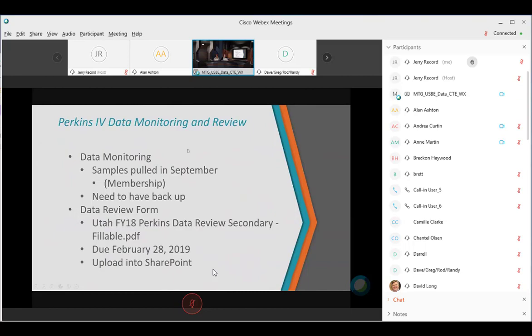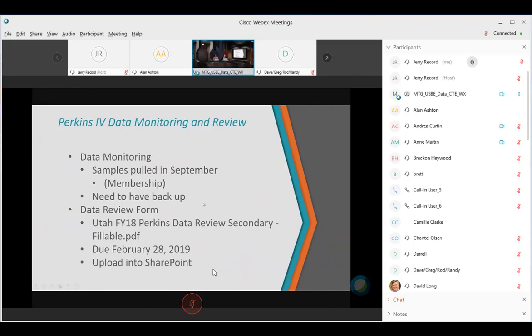Data monitoring and review. So Wendy and several others have been doing these membership audits for the last few years. We'll pull some random samples of the data, and they'll meet with you guys to go through your membership. You need to have backup data for that.